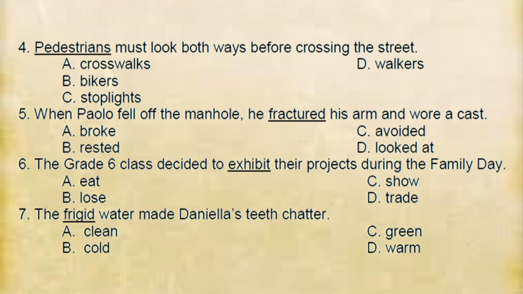A. Crosswalks. B. Bikers. C. Stoplights. D. Walkers. 5. When Paulo fell off the manhole, he fractured his arm and wore a cast. A. Broke. B. Rusted. C. Avoided. D. Looked at.